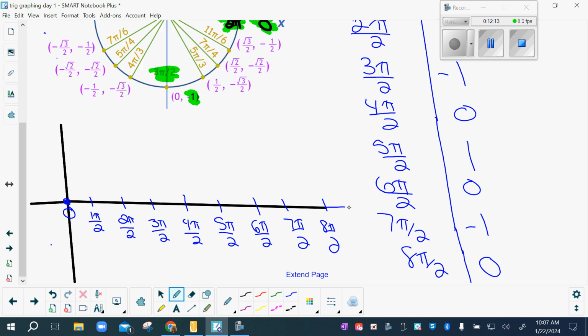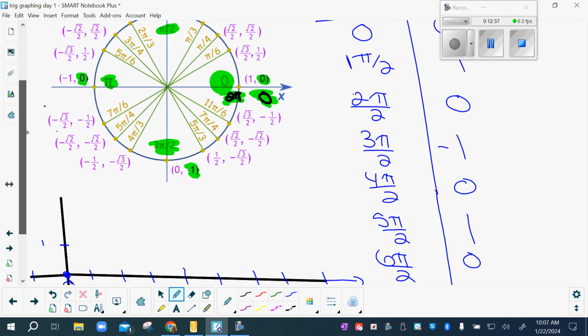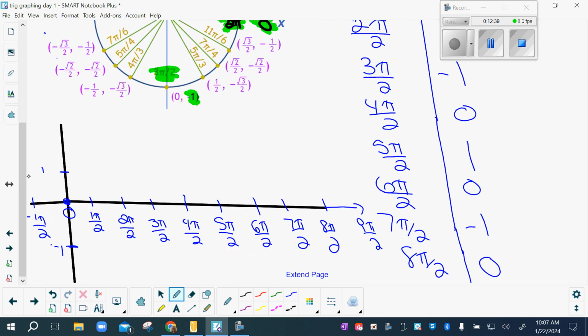Now I'm stopping there. Could I do 9 pi over 2 if I wanted to? Sure. Could I go -1 pi over 2? I could. And you're going to see in a minute, you're going to be able to do it. Now, here's what's interesting. The highest this goes is 1. And the lowest it goes is -1. Do you guys agree with that? You're looking at your little chart. So let's put them on.